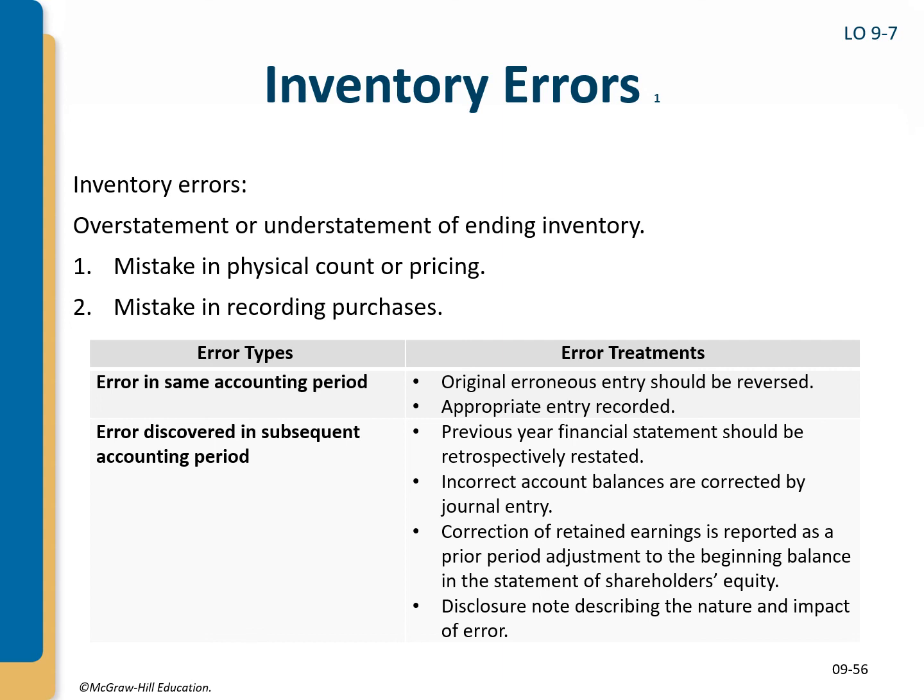The previous year financial statements should be retrospectively restated. So you should change them. Incorrect account balances are corrected by journal entry. You must correct retained earnings as a prior period adjustment. Remember, if you wanted to debit cost of goods sold, well, the cost of goods sold is already recorded, I'm sorry, closed out for last year, so you want to debit retained earnings.